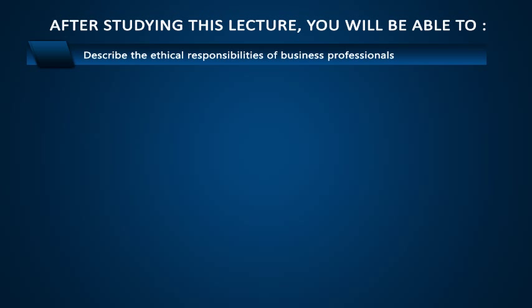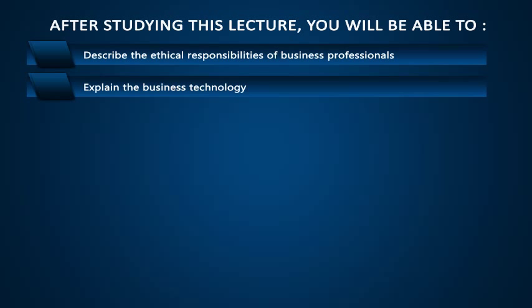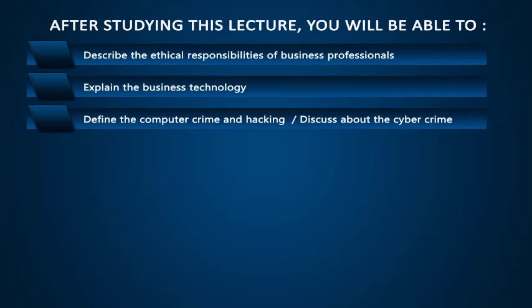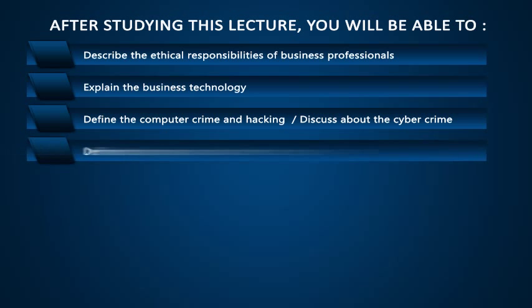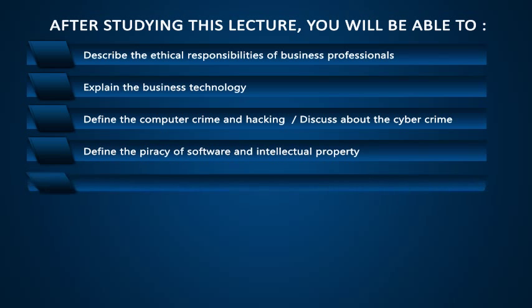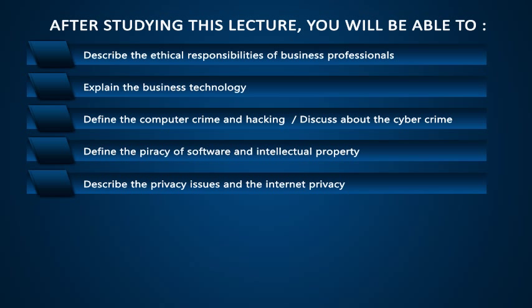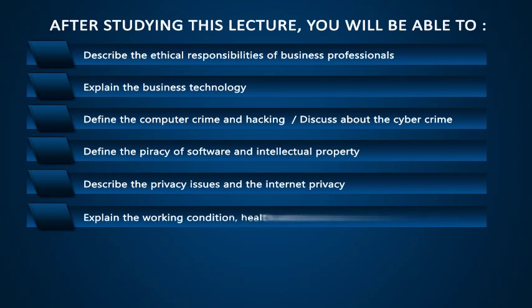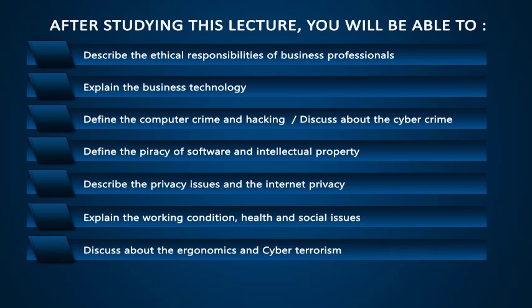Describe the ethical responsibilities of business professionals. Explain the business technology. Define the computer crime and hacking. Discuss about the cybercrime. Define the privacy of software and intellectual property. Describe the privacy issues and the internet privacy. Explain the working condition, health and social issues. Discuss about the ergonomics and cyber terrorism.